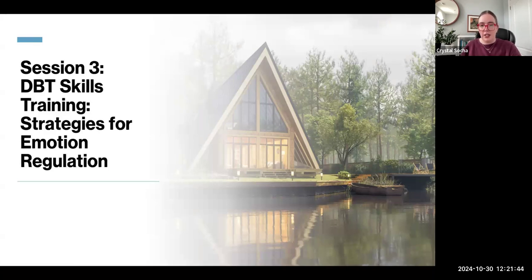When I think about emotion regulation, I think about living in this home, on this water, in the mountains, somewhere that really truly embodies the sense of serenity and peace. And I feel like I can regulate my emotions in an environment like this.